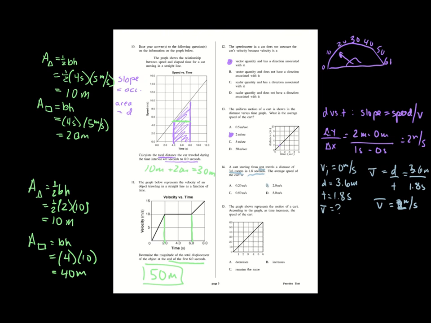Number 15. According to the graph, as time increases, the speed of the cart blank. Alright, so this doesn't even show what's on the y-axis. Okay. Let's just pretend the x-axis is always time typically. And on the y-axis, let's pretend this is distance. So as time increases, the same amount of distance is being traveled. So every 1 second, 10 meters is being covered. Another 10 here, another 10 there, 10 there, so on and so forth. So it's moving at the same rate. So for number 15, moving at same rate.